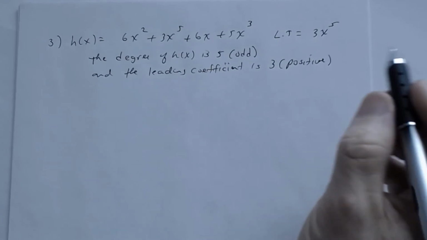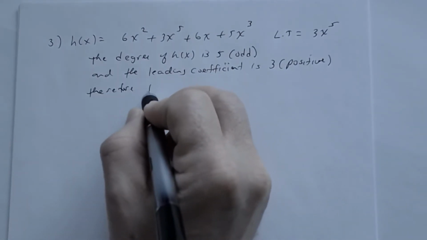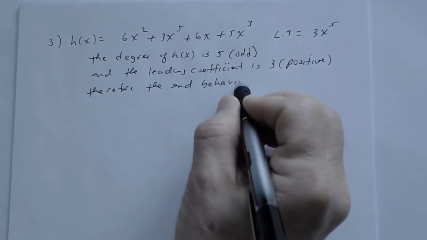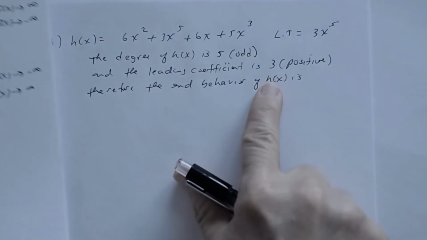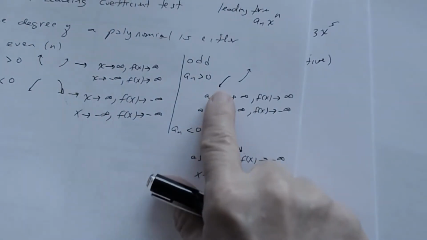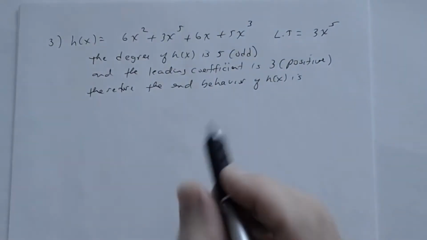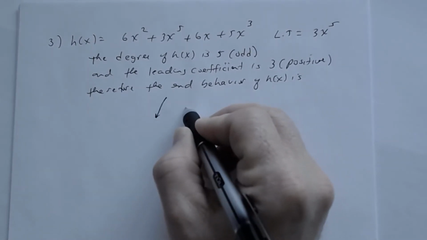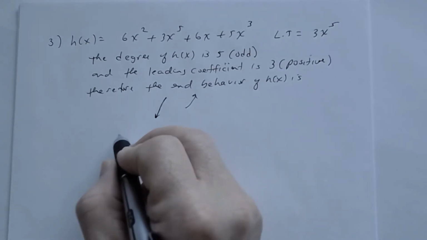All right, so what that means then is this. So therefore, the end behavior of h of x is this. All right, so since your coefficient's positive, that means that on the left is pointing down, on the right's pointing up. So you're going to say either this, or you're going to say this, okay, which also means this. So you got to know how to write it both ways.